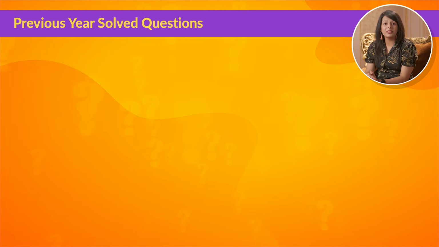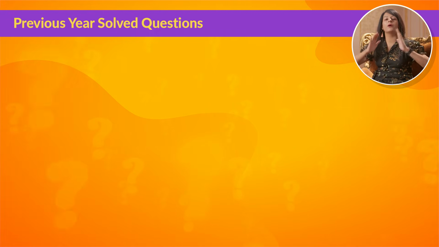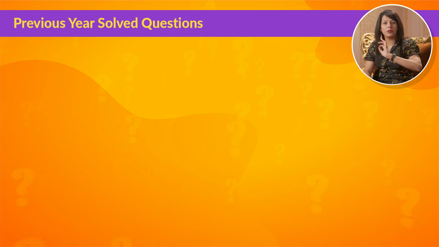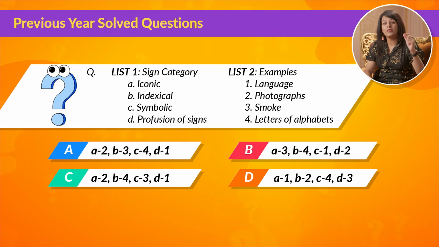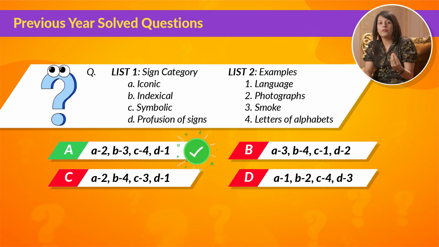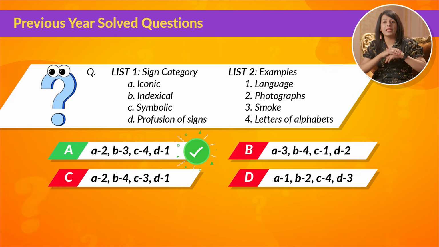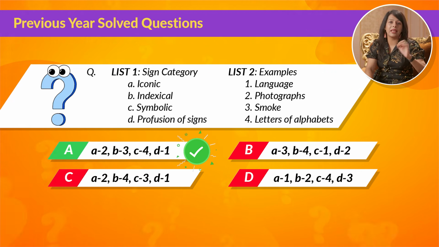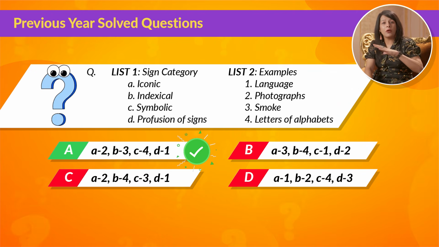Friends, now it's time to see how questions from this topic actually show up in the real UGC NET Paper 1 exam. First question is right on your screen and the correct answer is option A. Because photographs resemble real objects, so they are iconic. Smoke indicates fire, making it indexical. Letters are symbolic as their meaning is learned. And language involves a mix of all signs, a profusion of signs.